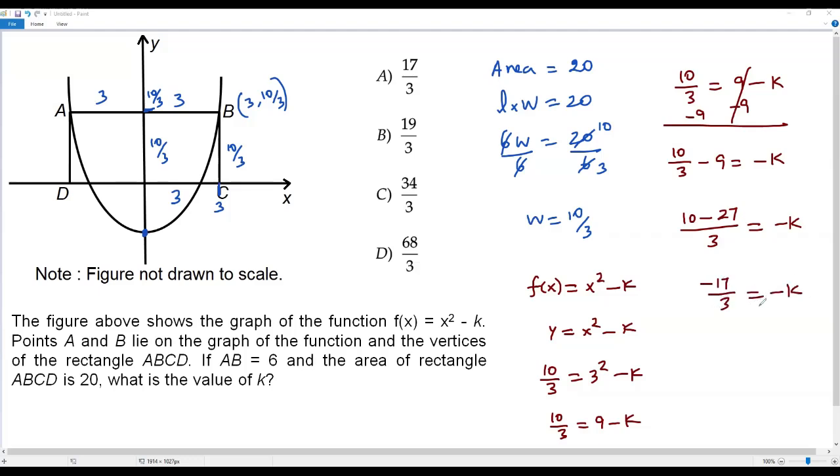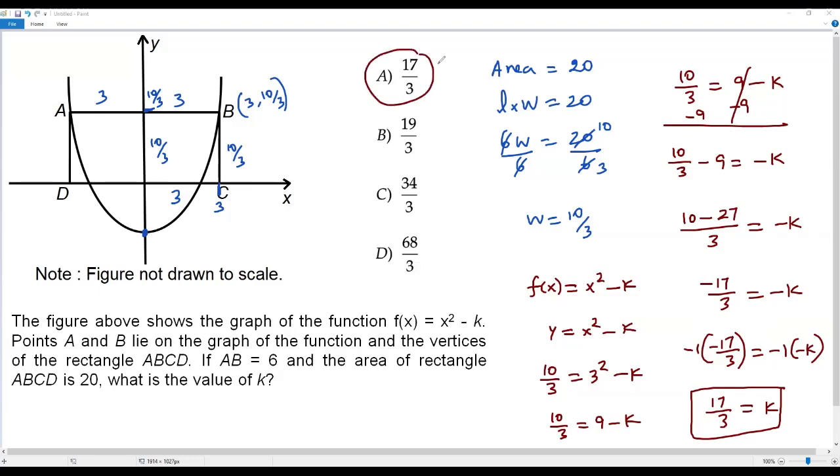Now our aim is to get the value of k, but here we have negative k. So if I want to get rid of this negative sign, I have to multiply both sides of the equation by negative 1. Let me multiply both sides of the equation by negative 1. So negative 1 times negative k: negative times negative becomes positive. 1 times 17 over 3 is just 17 over 3. And negative times negative is positive, 1 times k is k. I'm just getting k on the right side. I got the value of k. So the value of k is 17 over 3. We find 17 over 3 in option A. So the correct answer choice for this question is option A.